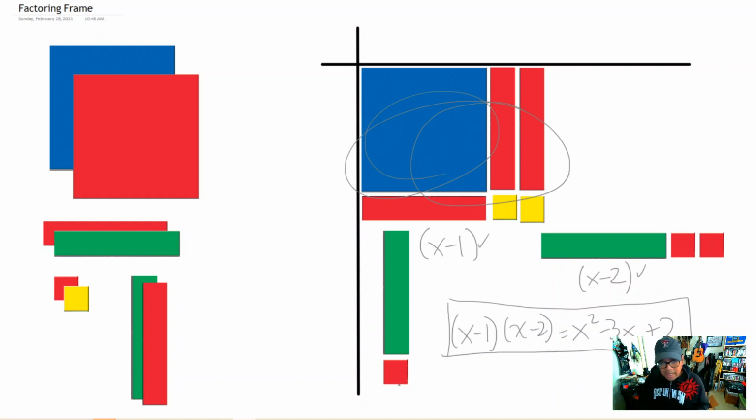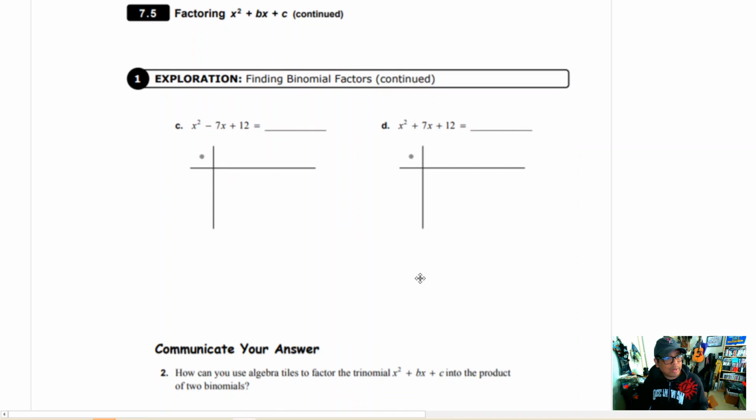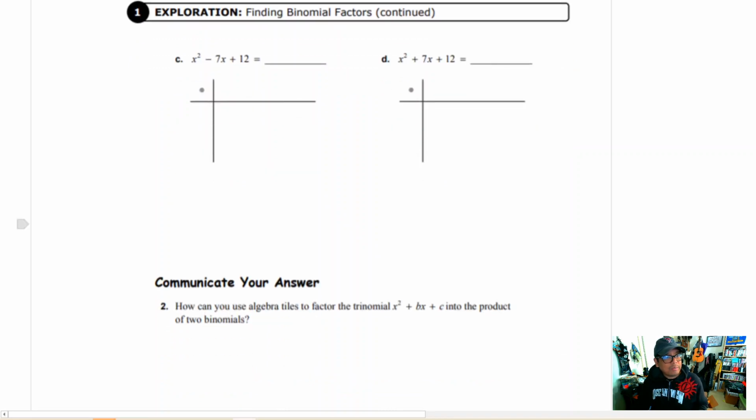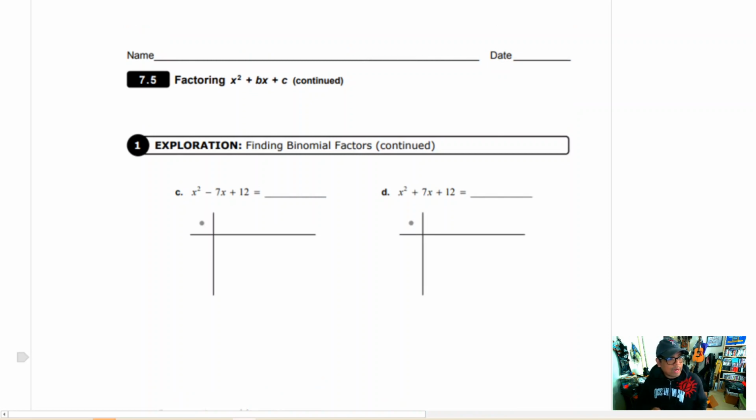So, seems kind of easy, but putting these tiles together all the time, that really is kind of a lot of work. So maybe there's a way that we can shortcut this. So we're going to try and shortcut this again, and we're going to do it with this one right here, letter C. So we're not even going to bother doing these.